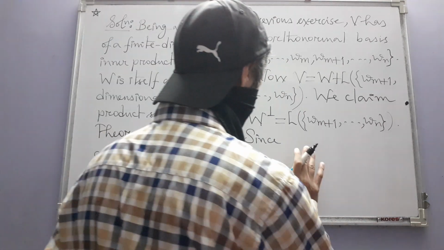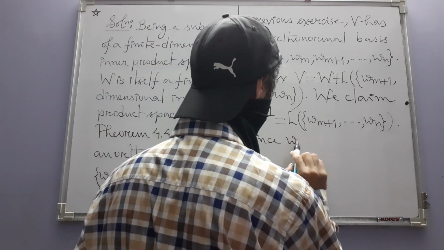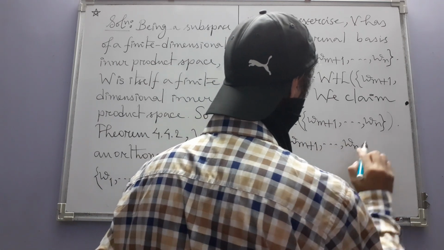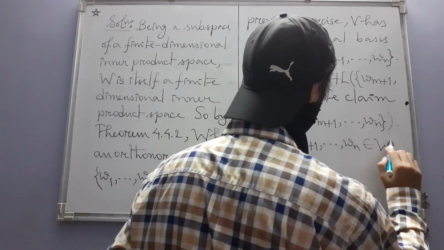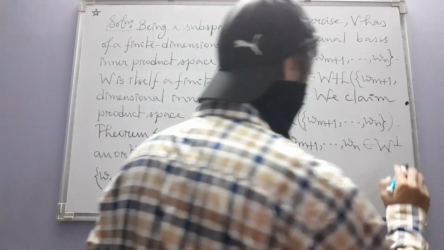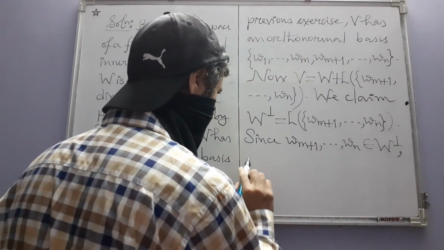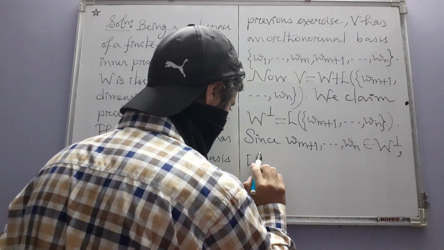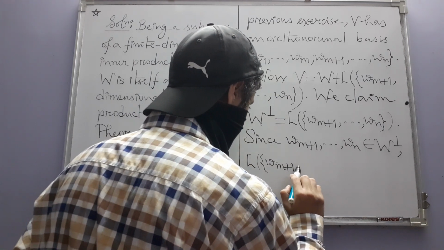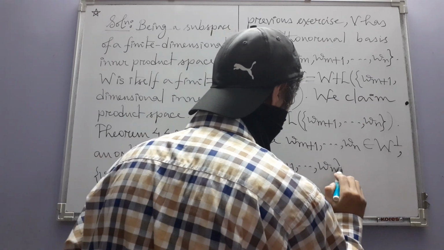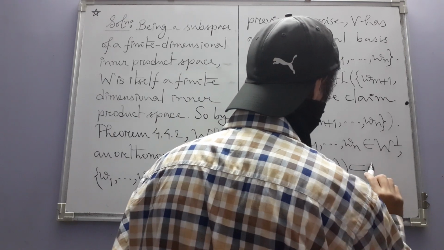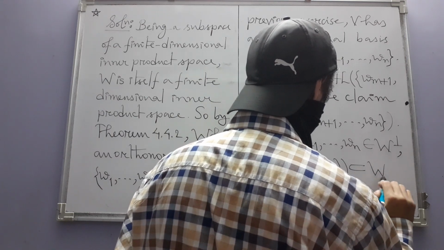Oh yes, okay. Since these vectors are already in the orthogonal complement of W, the linear span of these vectors is a subspace of the orthogonal complement of W.